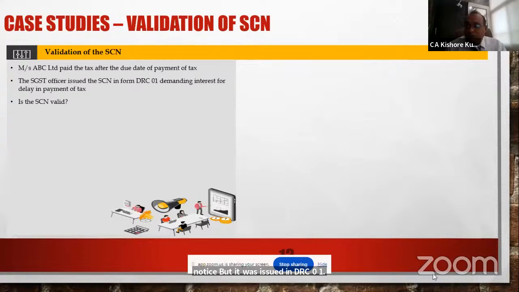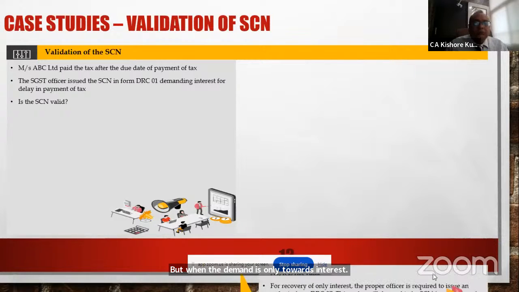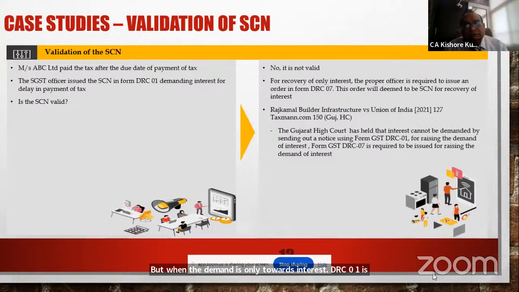No, friends. Show cause notice is not valid because the law provides where there is a demand for tax, interest, and penalty, then show cause has to be issued in DRC-01. But when the demand is only towards interest, DRC-01 is not the proper form for issuance of show cause notice. The proper officer is required to issue DRC-07. Recently, Gujarat High Court in Rajkamal Builders has clearly struck down the show cause notice issued in DRC-01 for demand of interest.